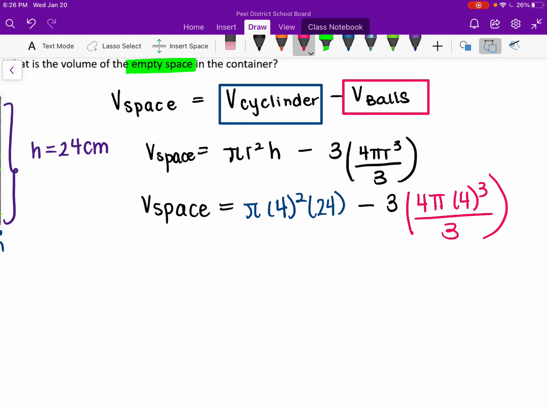So let's do 4 squared is 16, right? So this is going to be, and I'm just going to start doing them in the same color, so pi 16 times 24 minus, I can cross these 3's out, and I can say 4 pi. 4 cubed is just 4 times 4 times 4, which is 64. Right? And let's solve.